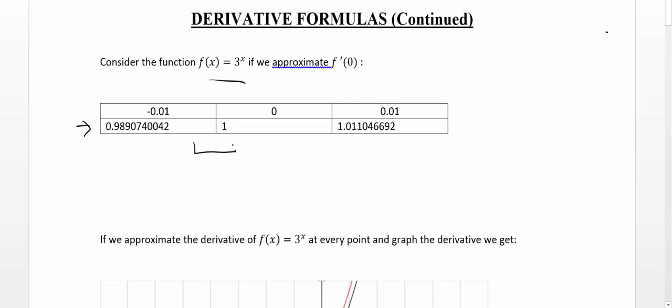So here, we want to find the average rate of change on the left and the average rate of change on the right. So if we do change in y over change in x to the left, so 1 minus 0.98907400042 divided by 0 minus negative 0.01, I get 1.0986122. And when I do the same thing and I find the average rate of change on the right of 0, I get 1.104669194.